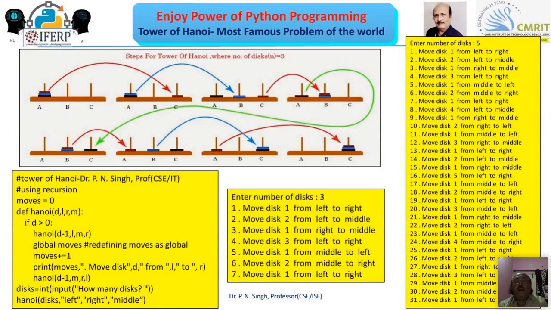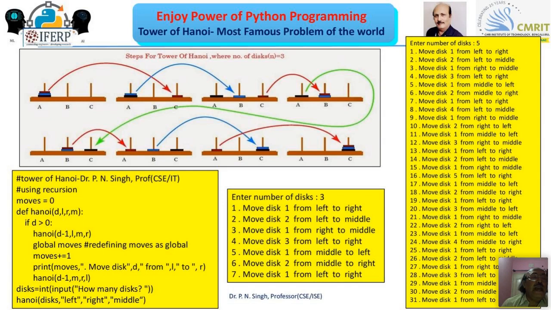Now, a very interesting program, world level, most complex. The complexity is of the order of 2 to the power n, exponential complexity, to solve the problem of Tower of Hanoi. In childhood, some of you may have played this particular game. There are three pegs, and we have to move all the disks from the left peg to the rightmost peg.